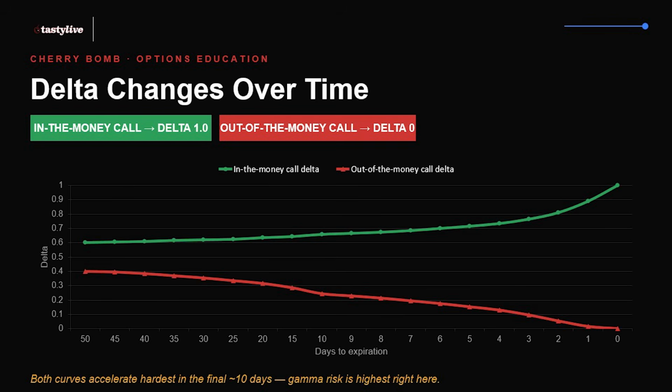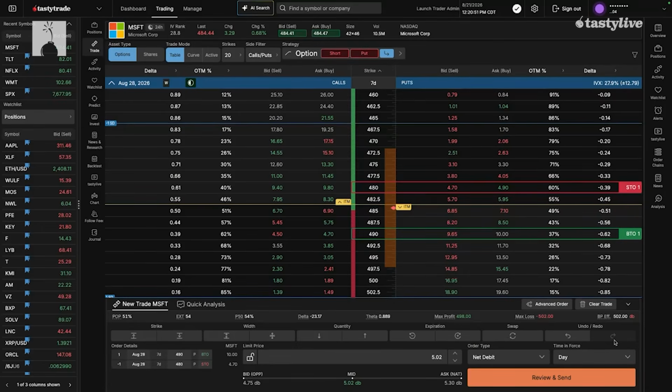The in the monies will grow to 100. The out of the monies, well, I guess you don't grow to 0. You decline to 0. You are reduced to 0. And that's what we're seeing with these verticals. So as we get closer to expiration, the delta of that in the money put, the 490 put, is getting closer and closer to 1. The out of the money put, the 480 put, is getting closer and closer to 0. So that difference is getting bigger.